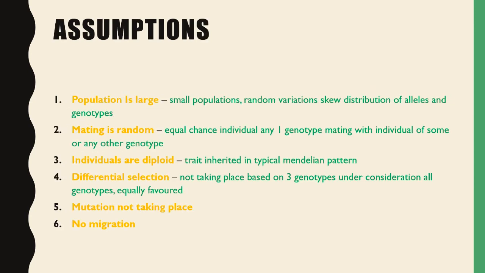There are assumptions that the Hardy-Weinberg theory makes. The population must be large, because in small populations, random variations will skew the distribution of alleles and genotypes. Mating has to be random, because there has to be an equal chance that an individual of any one genotype will mate with an individual of any other genotype. The individuals must be diploid, because the trait has to be inherited in a typical Mendelian pattern. Differential selection cannot take place, so all genotypes under consideration are equally favoured. It also assumes that mutations are not taking place and there's no migration.